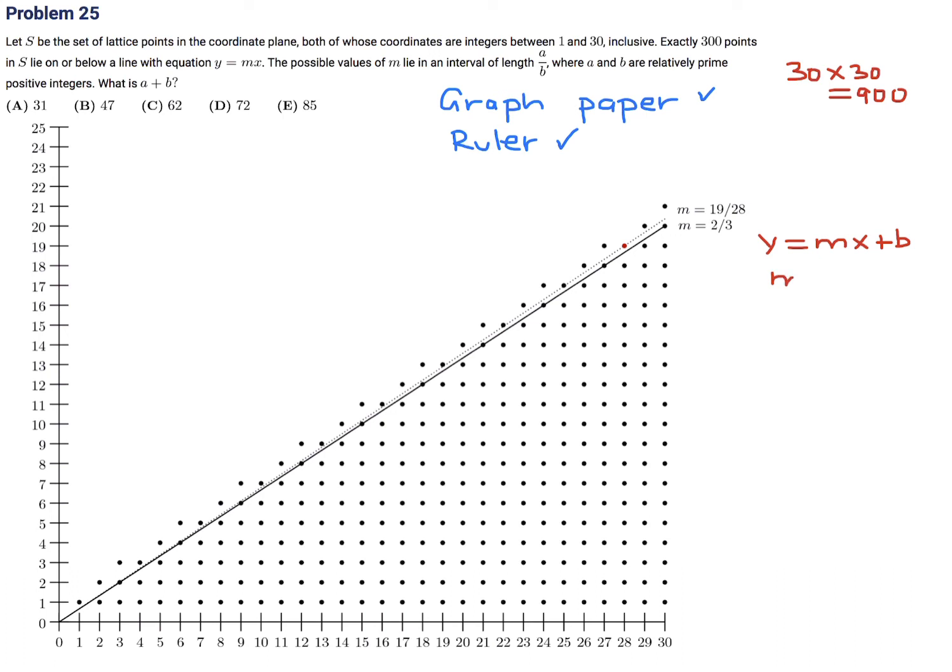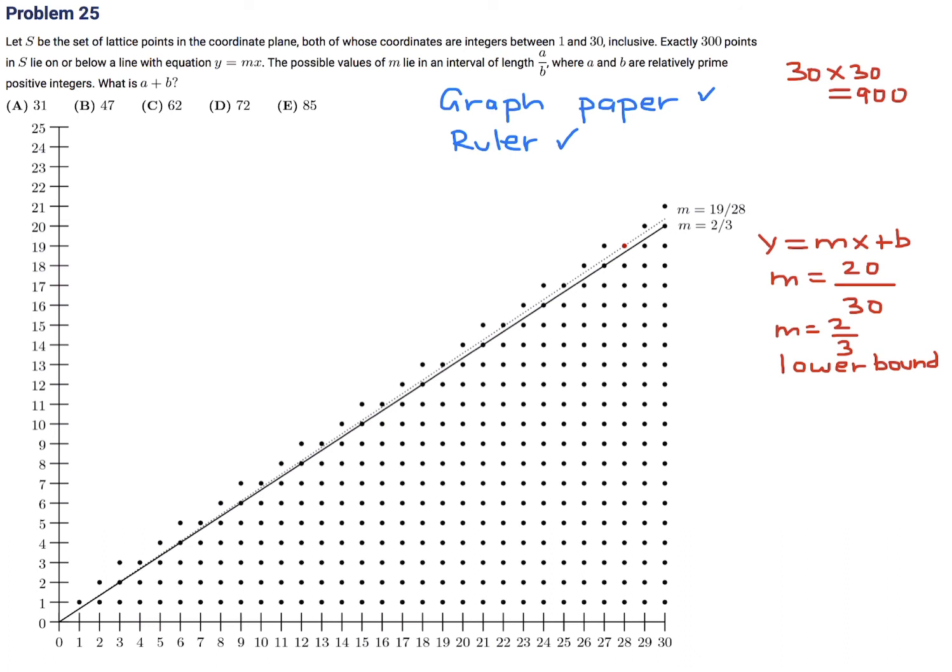a situation where m is rise over run. The run is easy, that's just 30. And the rise is going to be from there to there. And if you count those dots, it's 20. So the slope looks like 2 over 3. So that is what you call the lower bound. And then later we'll figure out the upper bound, but at least this is the lower bound.